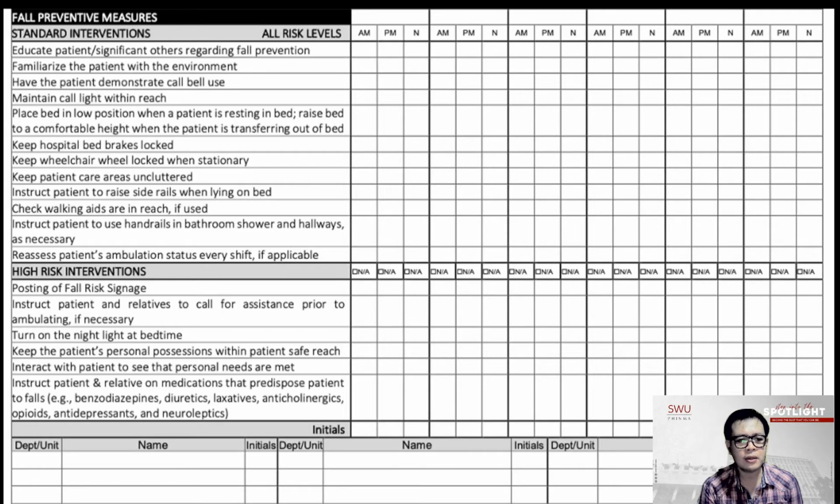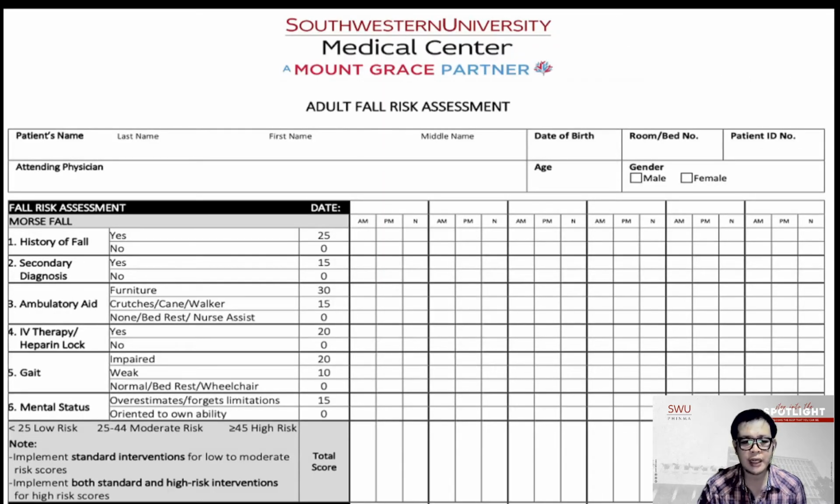So when you talk about high risk, if your patient has a high risk score, it says here that greater than or equal to 45 is considered high risk. Say, for example, there's a history of fall, a secondary diagnosis, particularly a critically ill patient in the ICU. Ambulatory aid is furniture because they are on GCS 3. They have an IV. The gait is really impaired, and the mental status falls to a Glasgow Coma Scale score of 3, so we can consider our patient at high risk.